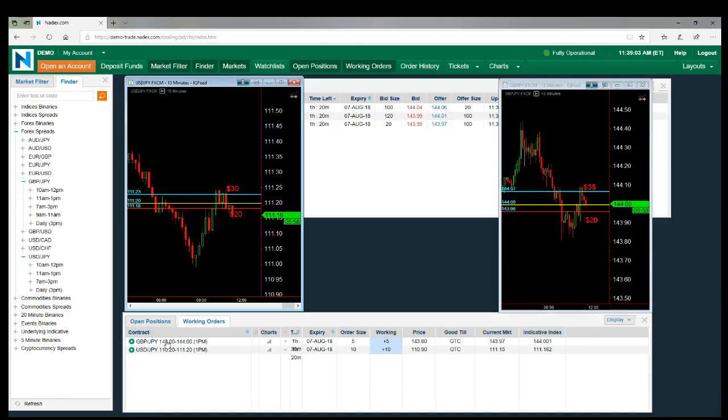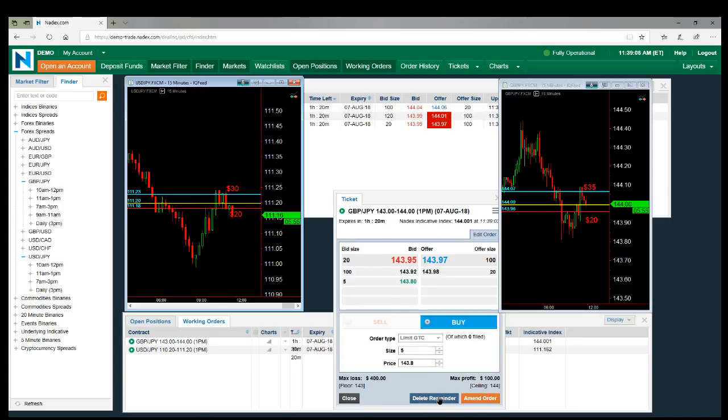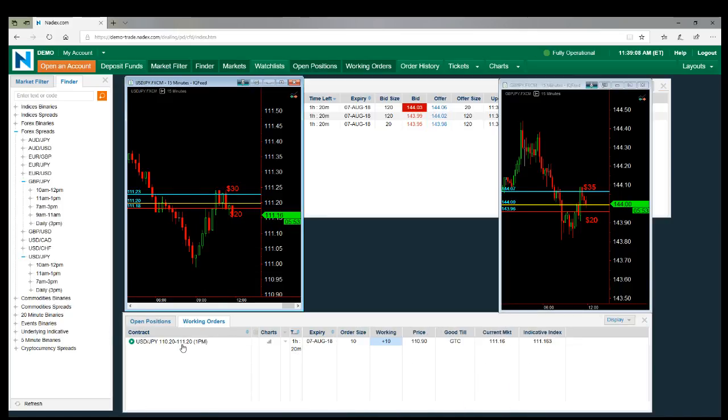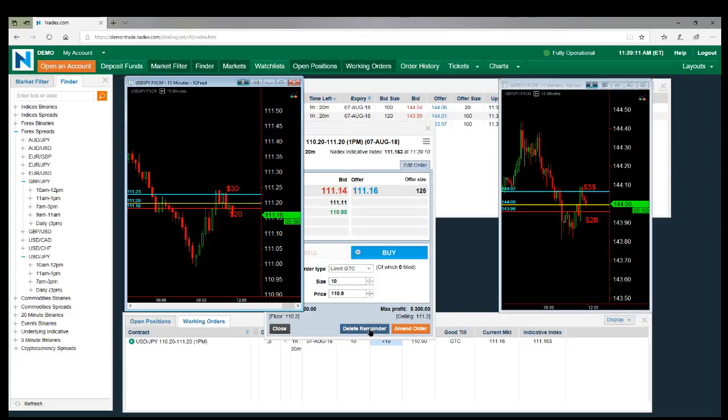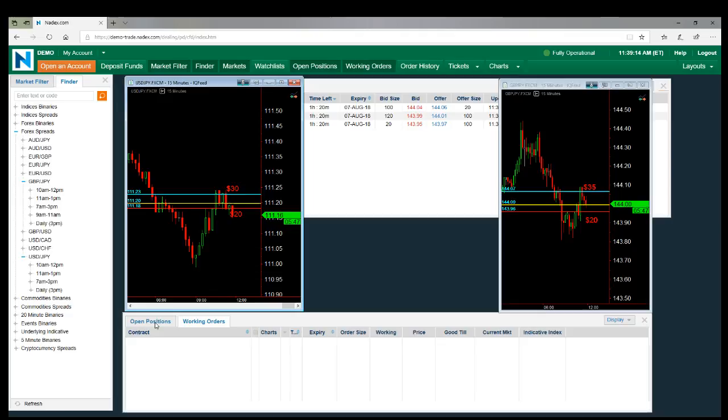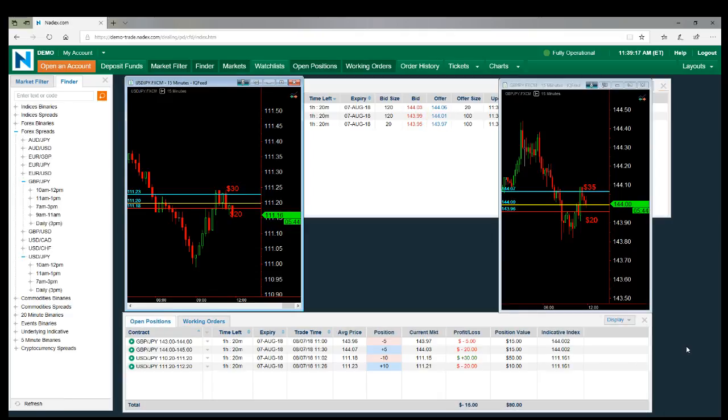Now, in this case, I'm going to actually remove these working orders and just let these expire. And again, I can't stress this enough. When you're doing both sides of the market, make sure that you're actually achieving some type of volatility in the market. You could do the inverse if you're expecting a little movement, kind of like an iron condor, right?